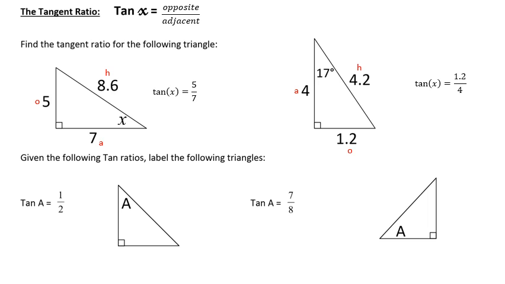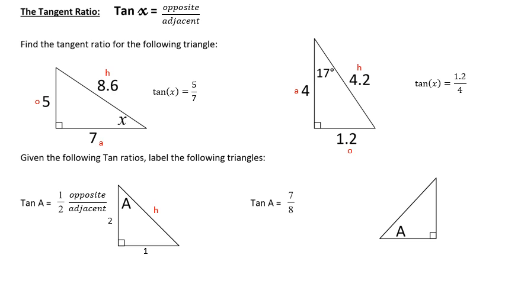So the second set of examples has us doing the opposite thing. So it's giving us the ratio, and it wants us to label the triangle. So in the first case, tan of A is 1 over 2. So again, the first thing we always do is label our triangle. So we have our hypotenuse, our opposite, and our adjacent. And since we know that tan is opposite over adjacent, I know that my opposite side has to be 1, and my adjacent side has to be 2. And that's all we have to do to label our triangle.